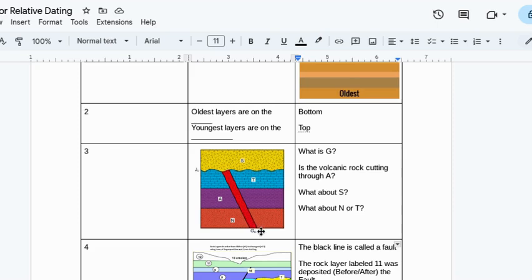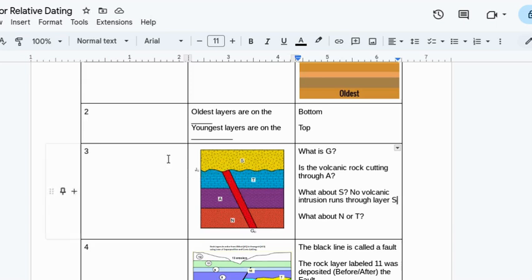But we have layer G cutting through layer N, layer A, and layer T. So, in order for G to come through, we have to know that these other layers were deposited. Does layer G cut through S? No. So we could say no volcanic intrusion runs through layer S.